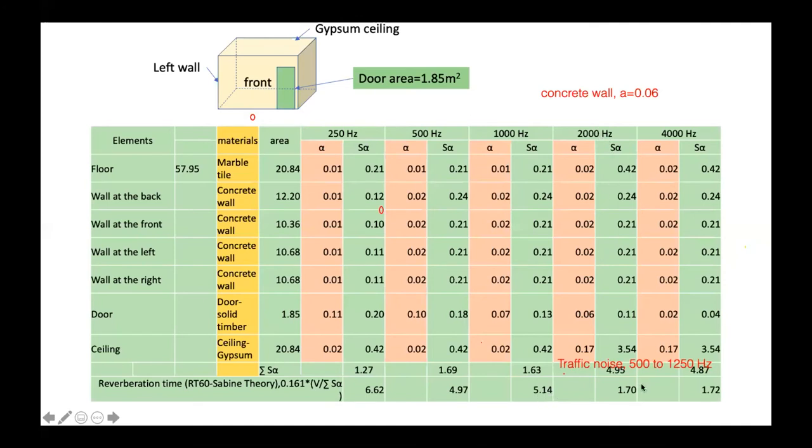5.14, 2000, 1.7, 4000, 1.72. So this is reverberation time. This reverberation time must be compared with the limit permissible in a room. The permissible level in a room will depend on the usage of the room.